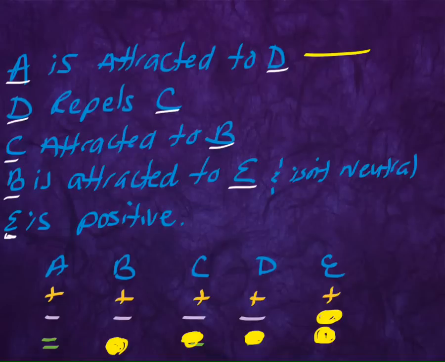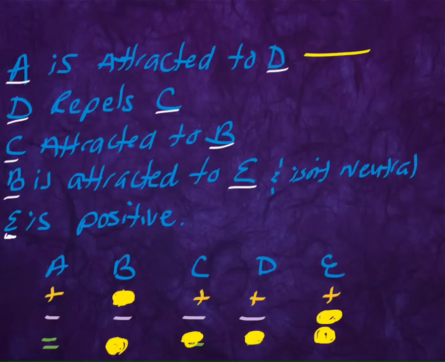B is attracted to E. Oh, shoot. I think that tells us something. Because E is only positive, and if B is attracted to E, then we know that B cannot be positive. All right, so now we have eliminated some. E is positive. Okay, back. We made it down to the end. Are we done? No, we're not done.